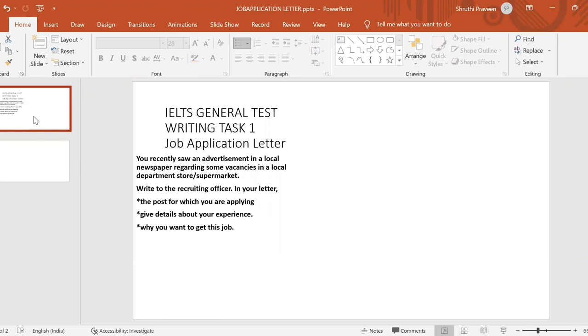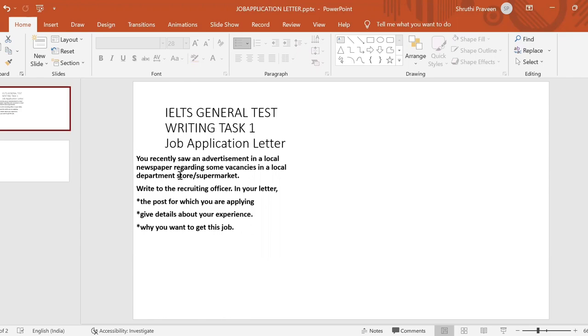Today we'll be looking at writing an IELTS General Test Writing Task 1. It's a job application letter. The question is, you recently saw an advertisement in a local newspaper regarding some vacancies in a local department store or supermarket. Write to the recruiting officer. In your letter, state the post for which you're applying, give details about your experience and why you want to get this job.